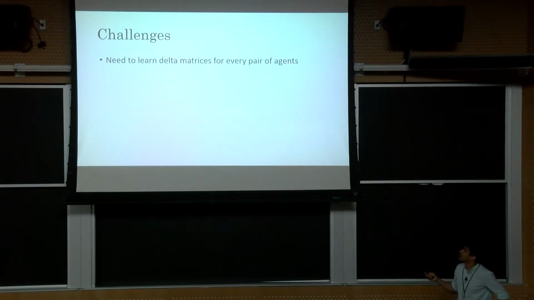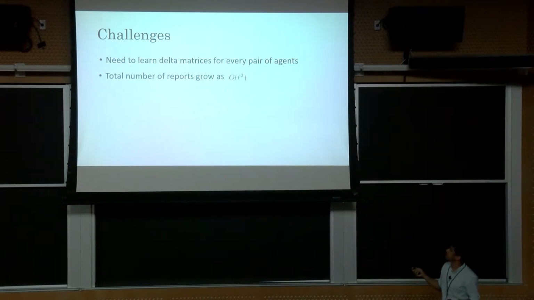Okay, so the problem is that if we have now L users, we need to learn the delta matrix for each pair of users. When we are trying to apply these mechanisms in practice, we actually get labels from the users, and from those labels we try to estimate the delta matrices, which means the number of reports will grow quadratically with the number of users. And so we ask, can we do better?